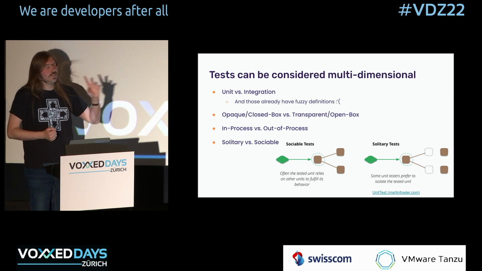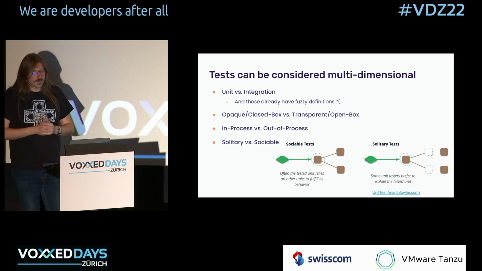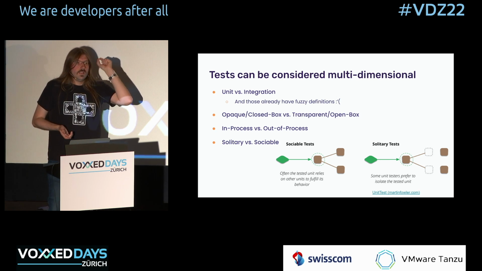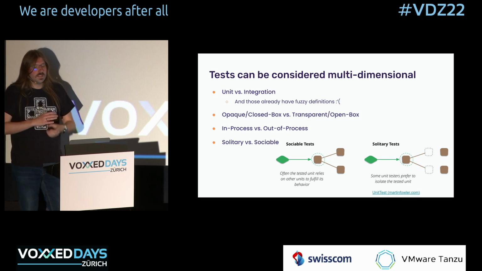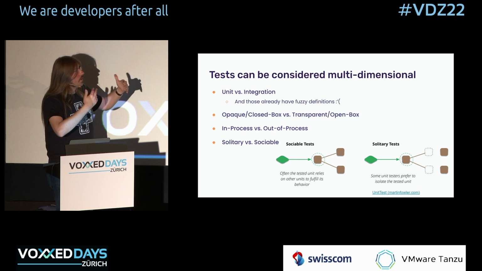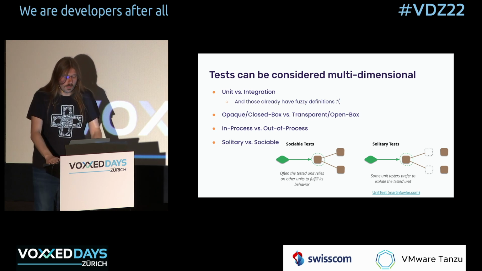And then I like this idea from Martin Fowler a lot, solitary versus sociable test. That just means if my system under test or my object under test interacts with other components or not. Yeah, so if I have to mock it out or if I can use the real components to interact with.